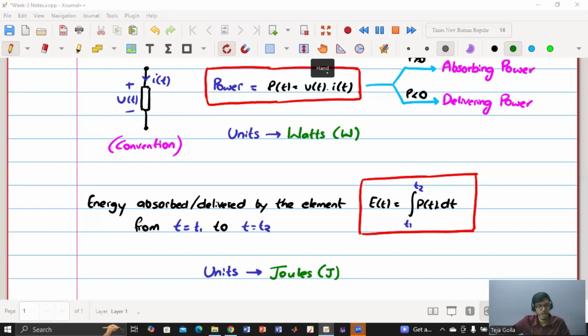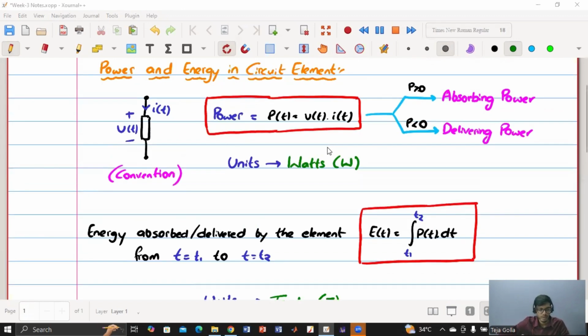So this is how power and energy are related. Power is nothing but a product of voltage and current. They could be time varying, they could be constant, and energy is the integration of power.